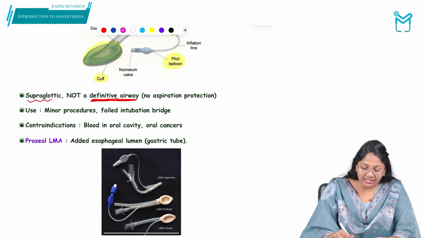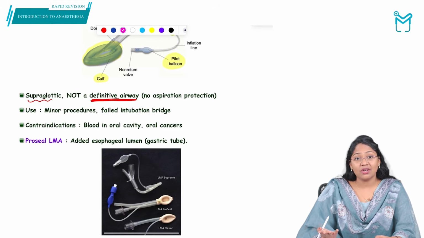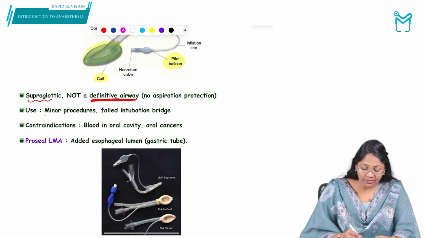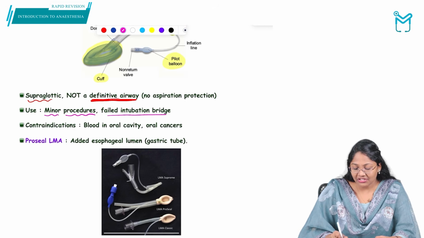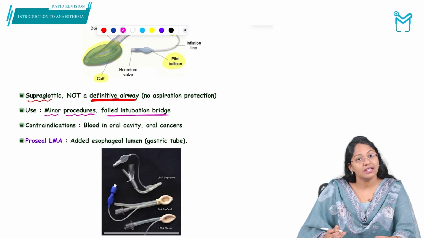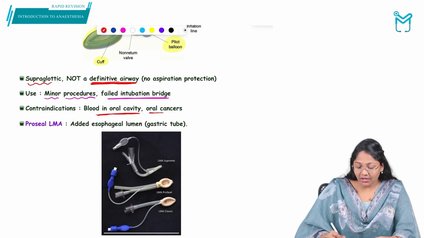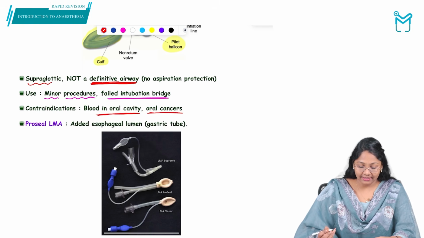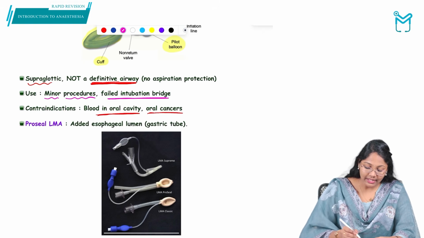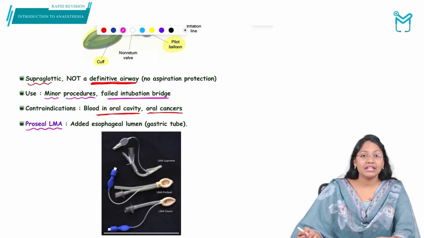So when do we use this laryngeal mask airway, as it already has complications? If there are any minor procedures or when the intubation has failed, we use this airway. When we should not use it: when there is blood in the oral cavity or when there are oral cancers. The next one is the ProSeal laryngeal mask airway.